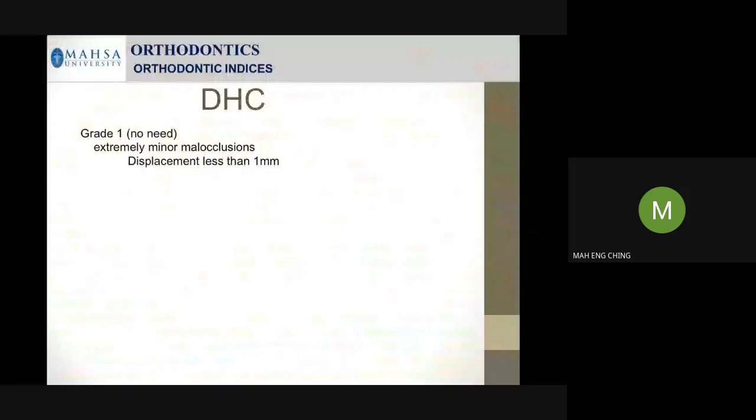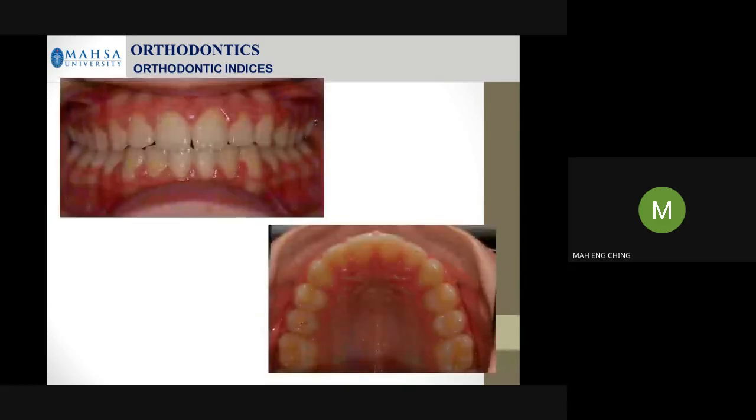So grade 1 is usually extremely mild occlusions, extremely minor. So this kind of patient, I would say even in private practice, I try not to treat. Because imagine this kind of mild occlusion, maybe a little bit of overbite to reduce, or minor rotations. If you do braces, then you subject the patient to permanent retention.